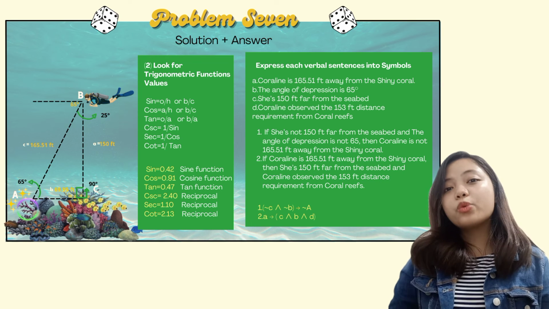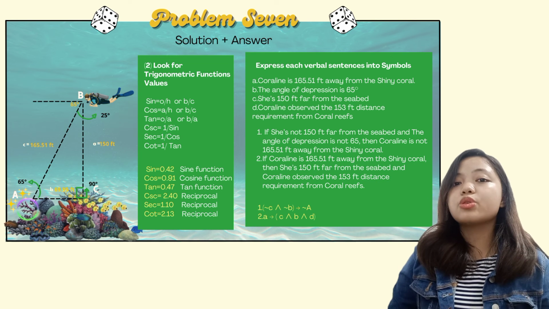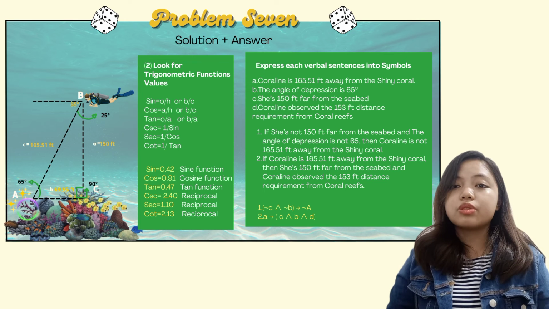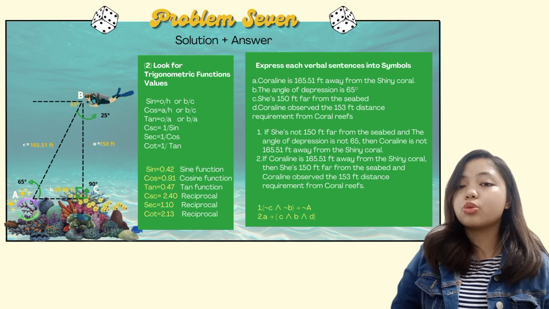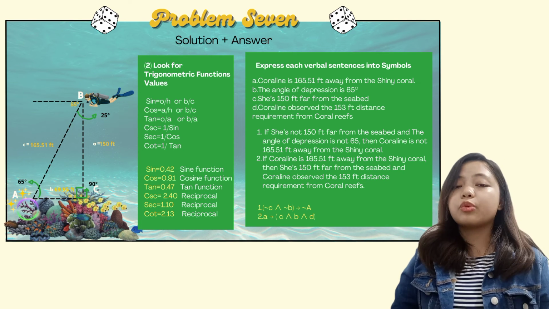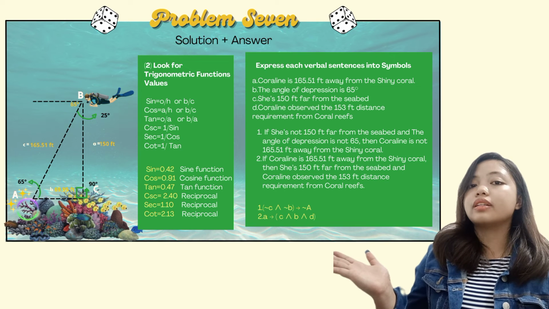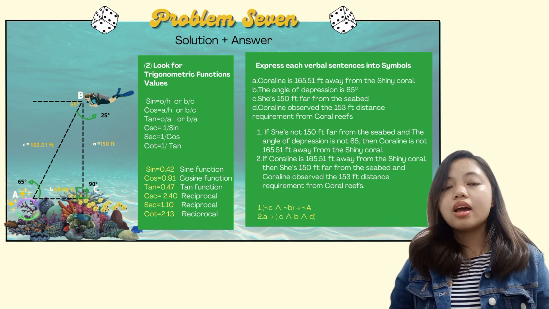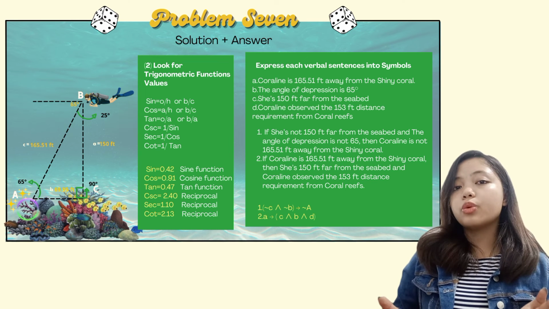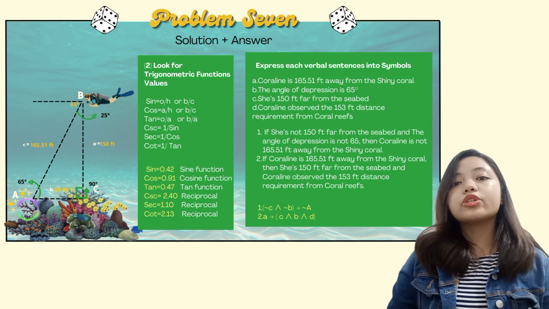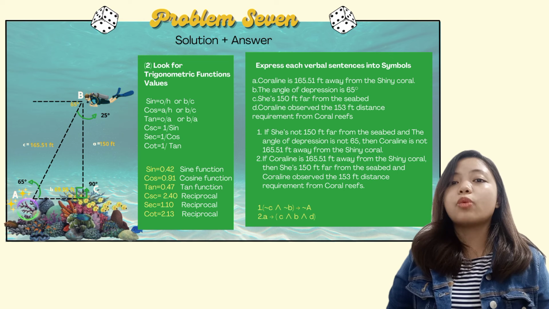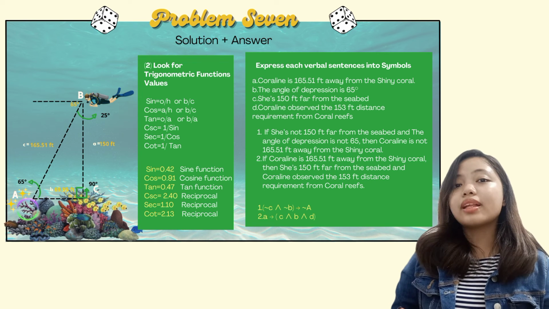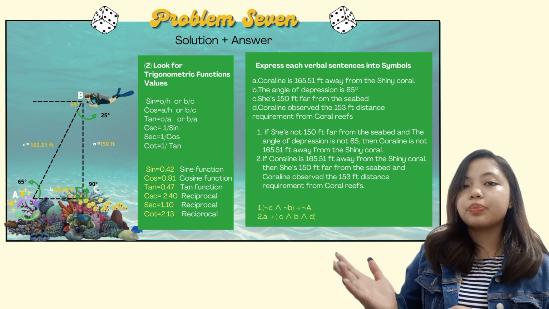For number 2, we need to look for trigonometric values using the SOHCAHTOA property. For the sine function, opposite over hypotenuse or B over A is equal to 0.42. Cosine, adjacent over hypotenuse, is equal to 0.91. For tangent, opposite over adjacent is equal to 0.47. For cosecant, secant, and cotangent, we will use a reciprocal identity, which are 1 over sine, 1 over cosine, and 1 over tangent, that are equal to 2.40, 1.1, and 2.13 respectively.